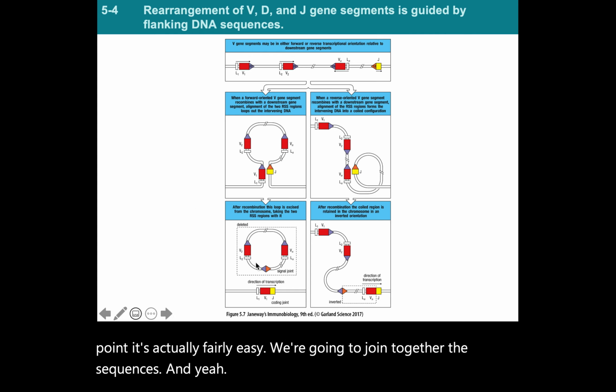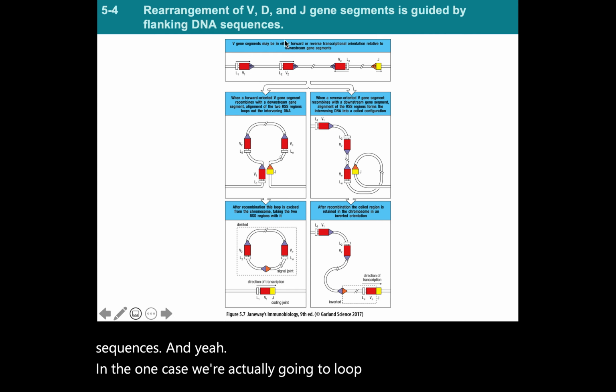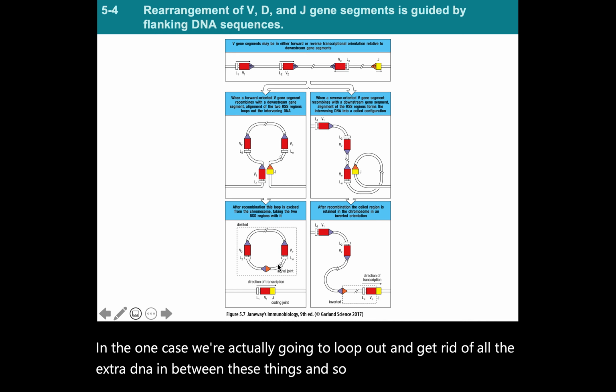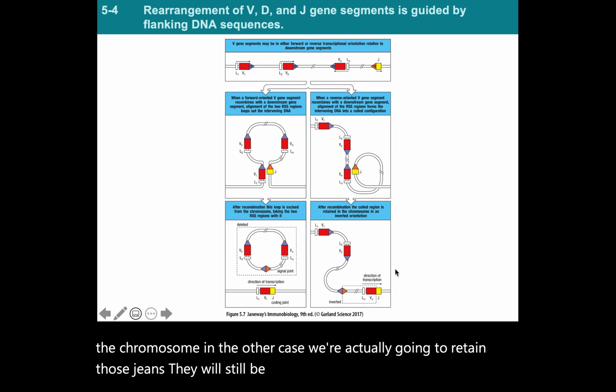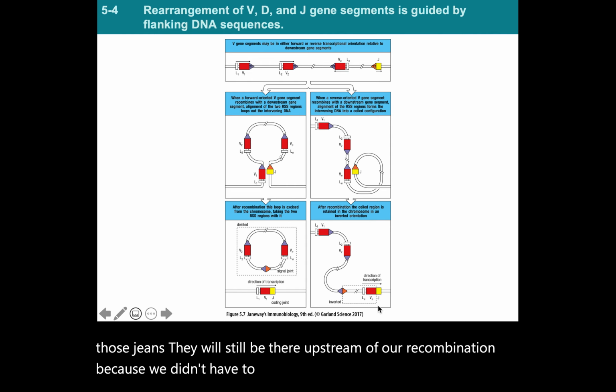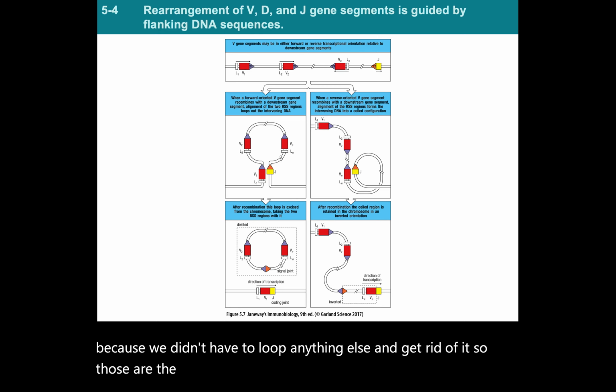In the one case, we're actually going to loop out and get rid of all the extra DNA in between these things. And so it's going to be lost from the chromosome. In the other case, we're actually going to retain those genes. They will still be there upstream of our recombination because we didn't have to loop anything out and get rid of it. So those are the two ways that can happen in this recombination.